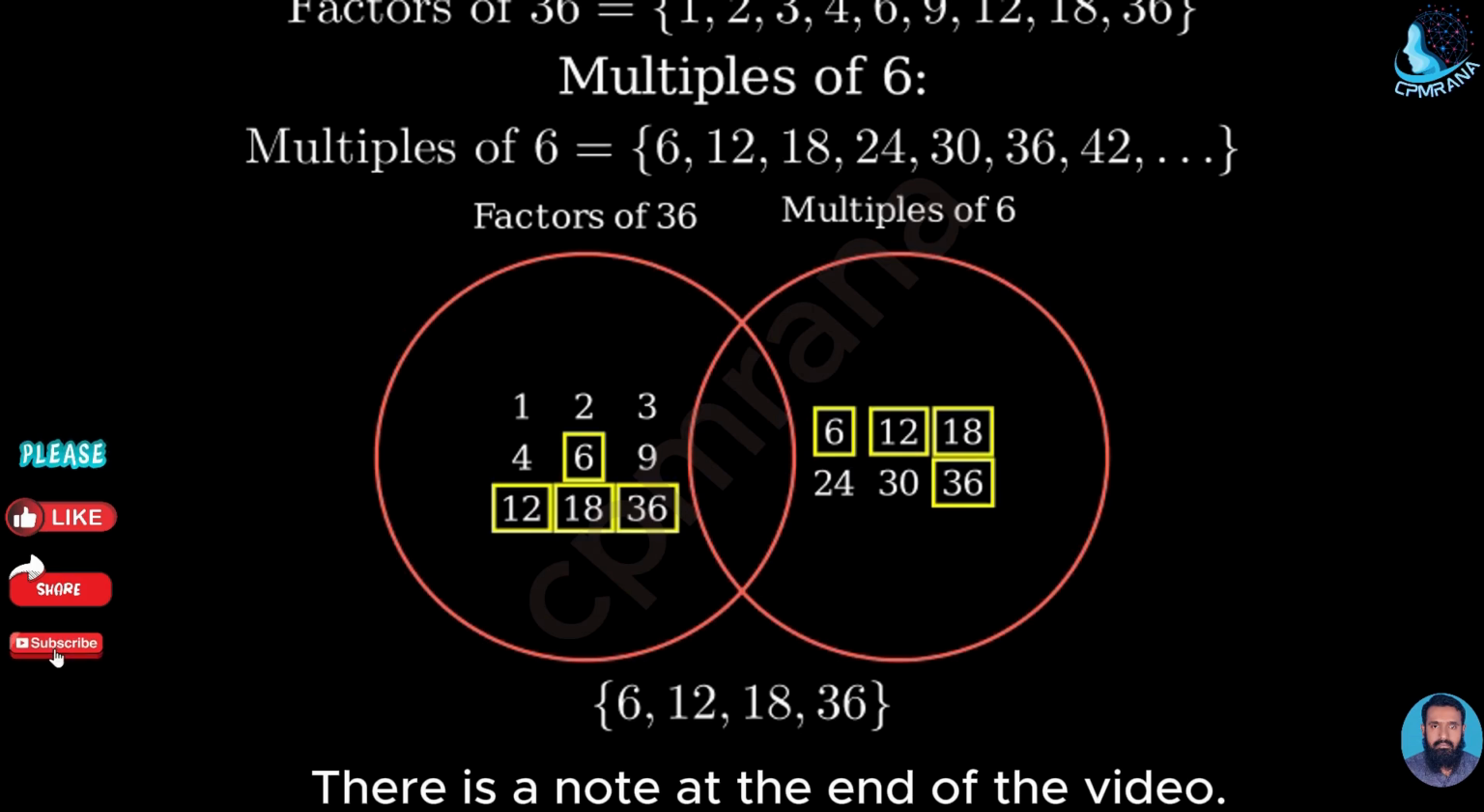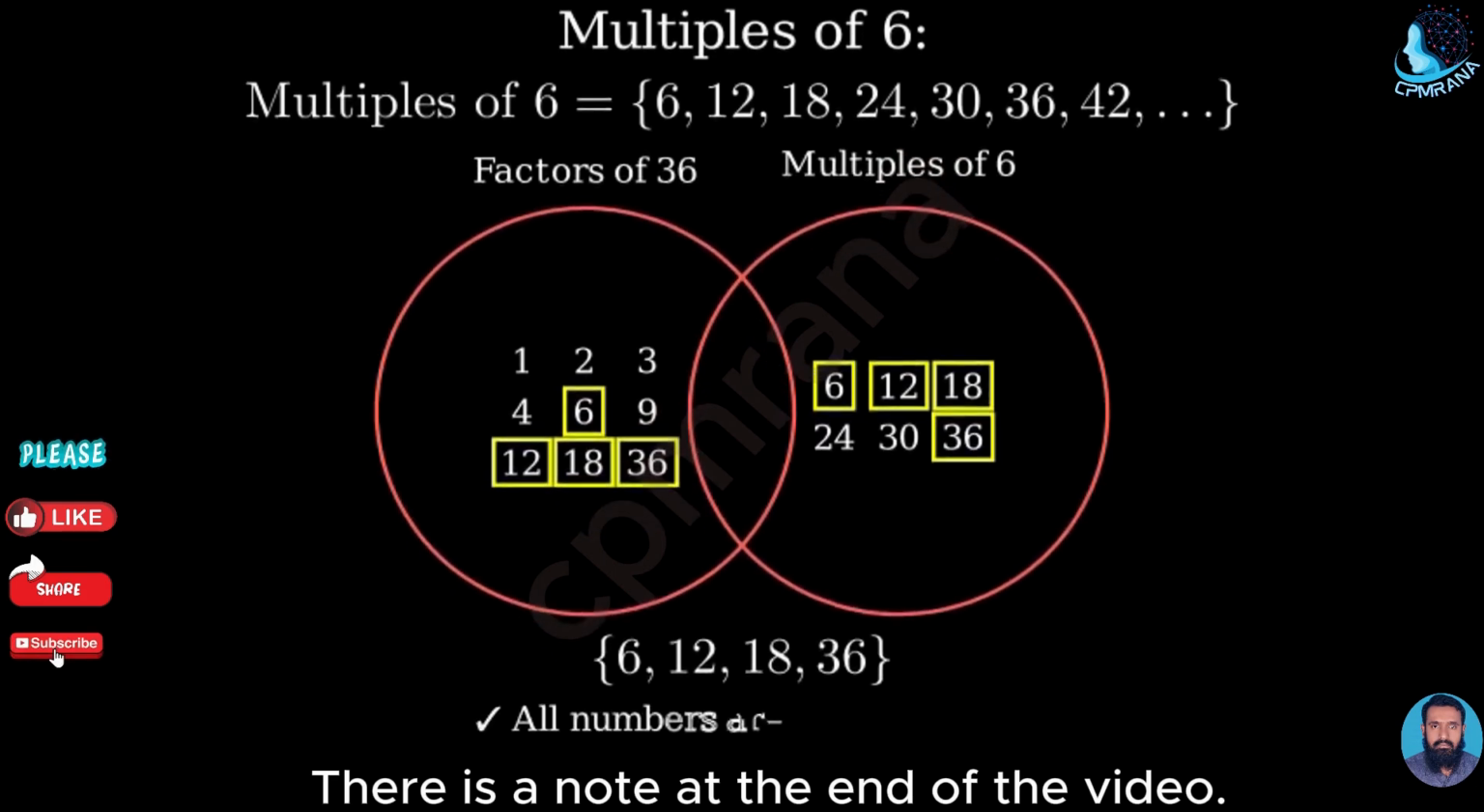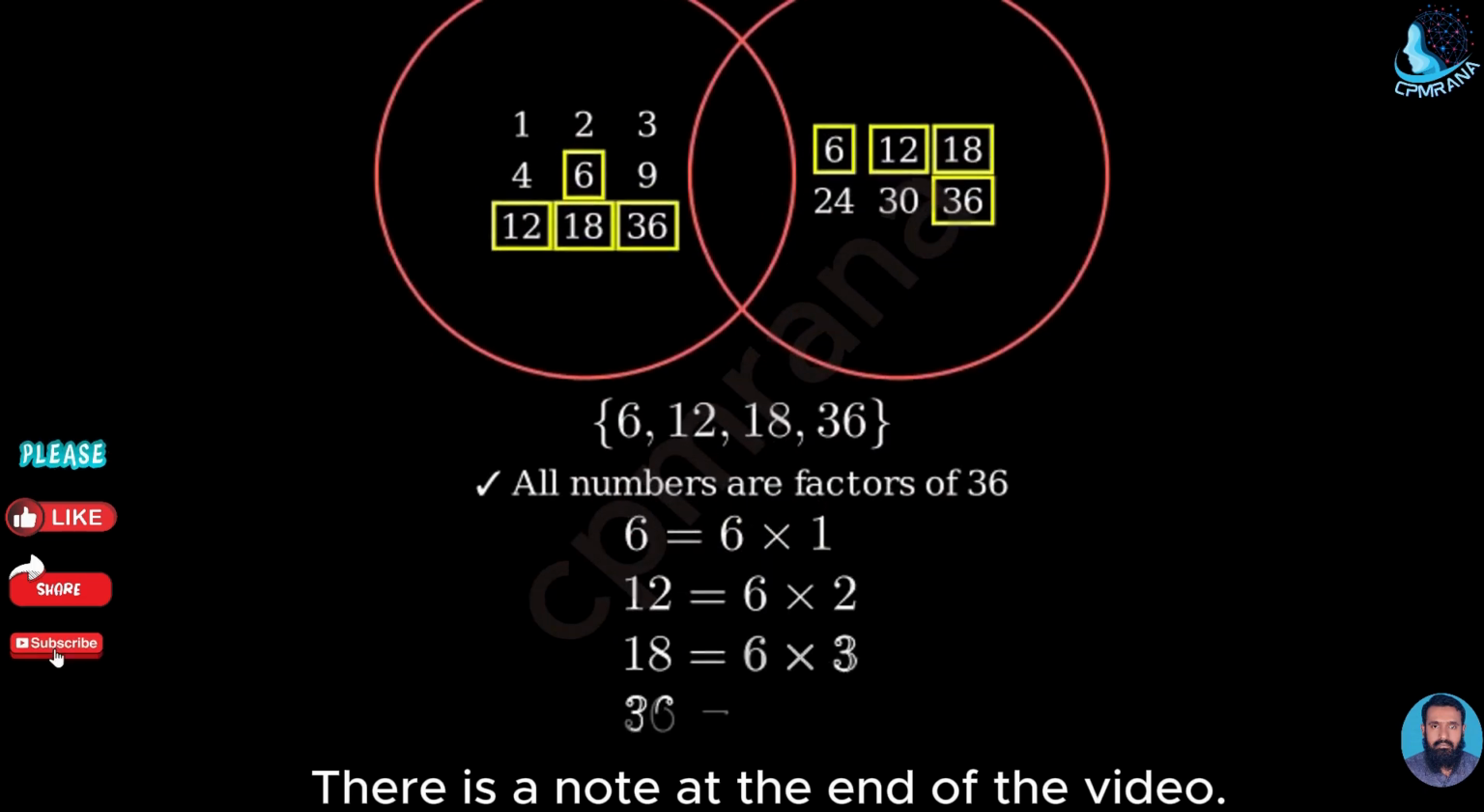To verify our answer, let's check that each number in our set satisfies both conditions. First, each number is a factor of 36, as we can see from our factors list. Second, each number is a multiple of 6, as we can verify. 6 times 1 is 6, 6 times 2 is 12, 6 times 3 is 18, and 6 times 6 is 36.